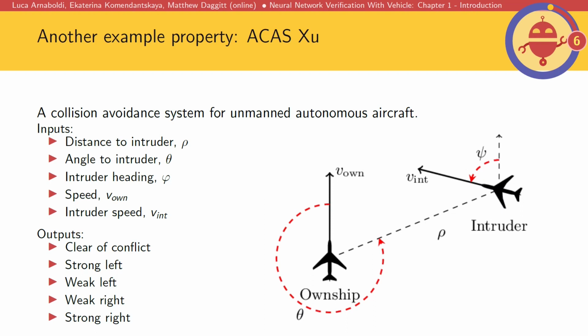And the neural network will need to give us a few outputs. It will say clear of conflict, strong left, weak left, weak right, strong right. So it's basically a collision avoidance system, but implemented as a neural network. And yeah, so all these parameters are here. If this is our shape, then theta, angle to intruder, is measured here, rho, distance to intruder, is there, own speed, intruder speed, and then this angle there.